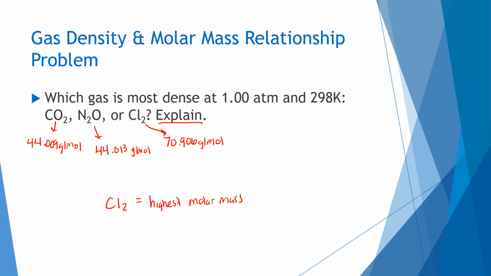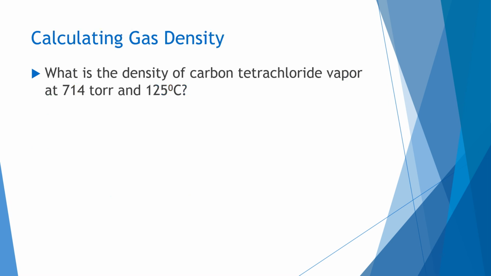Now on your notes, you're going to notice there's one that's set right under this example that says homework. That is for you guys to do as homework that we'll go over tomorrow. We're going to skip that and go to the problem that says calculating gas density. And so here it's going to say, what is the density of carbon tetrachloride vapor at 714 torr at 125 degrees Celsius?